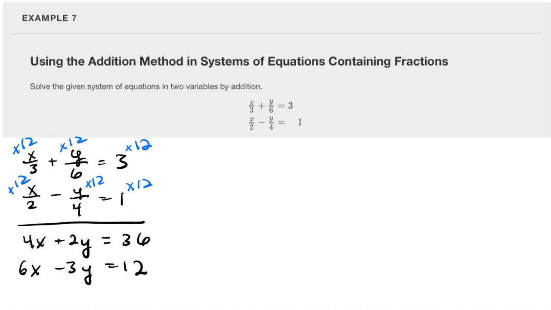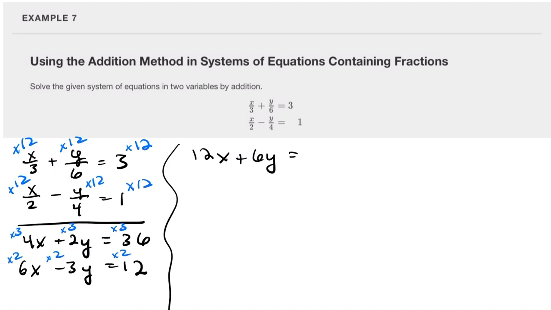So now we want to pick a variable to try to eliminate. I think I'm going to try to eliminate the y, and the least common multiple between 2 and 3 is going to be 6, right? So I'm going to multiply each of these by 3. If I'm trying to get this to 6, I'm going to multiply each of these by 2. Okay, I'll work over here. So 4 times 3 is 12, 12x plus 6y. 90 plus 18 is 108.